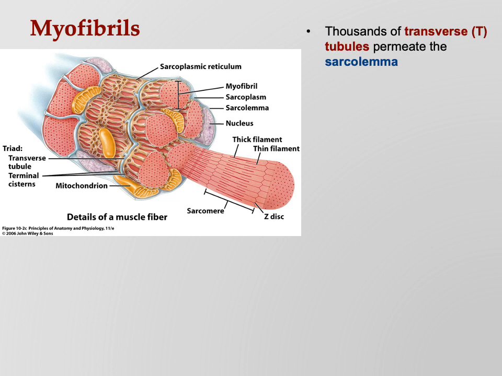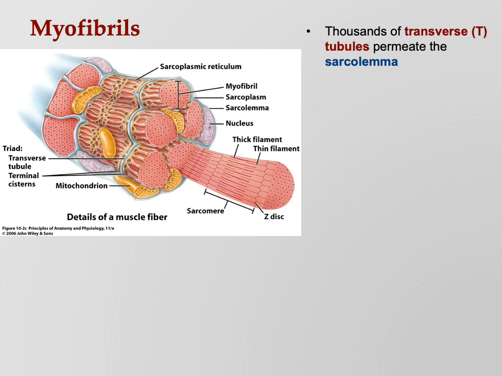So there are thousands of transverse tubules that permeate the sarcolemma. Remember what the sarcolemma was? The sarcolemma is the cell membrane of a muscle cell, which is the same as a muscle fiber. So when you look at the far left of that illustration, you see that shiny blue stuff. That's the sarcolemma. Now the endomysium would be outside of that.